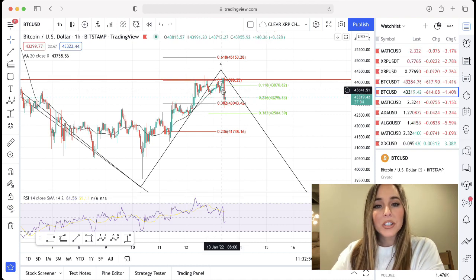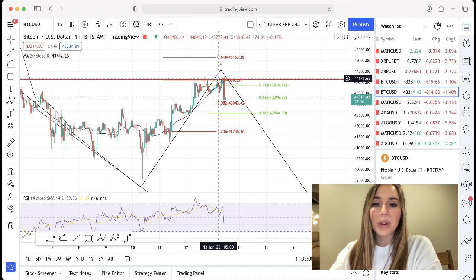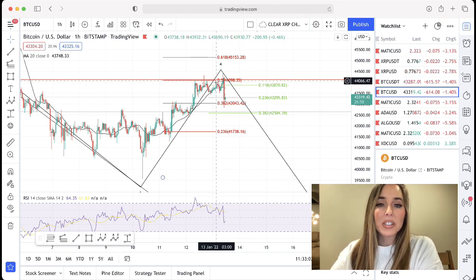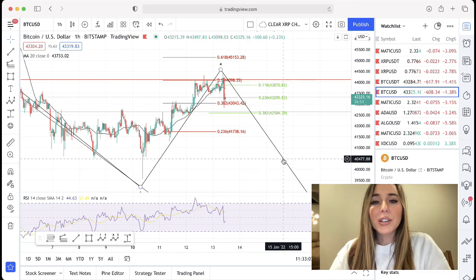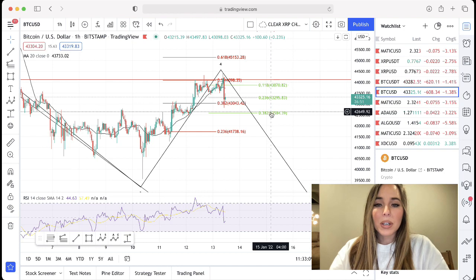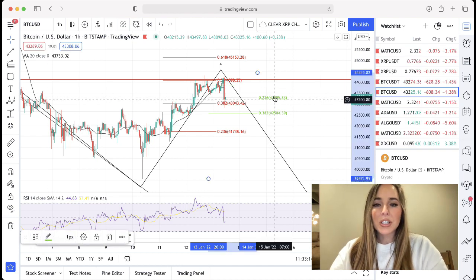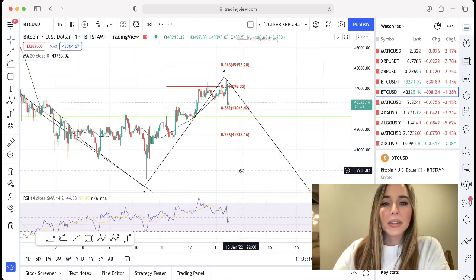So you can see that it tried to wick above this 0.5, but the bulk of the candle still respected around that 0.5 fib, which is around 44,000. And then we started dropping. So now what we want to look for are these supports here. And so I'm going to delete these and show you how I get them.